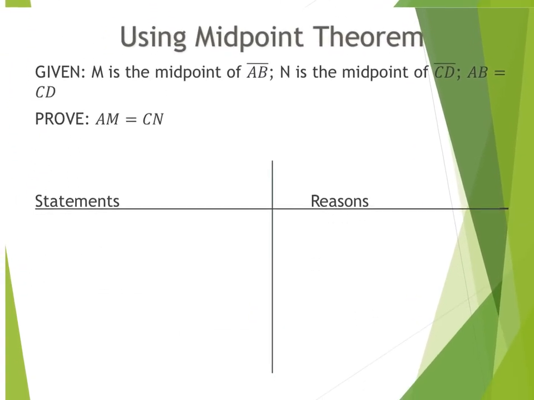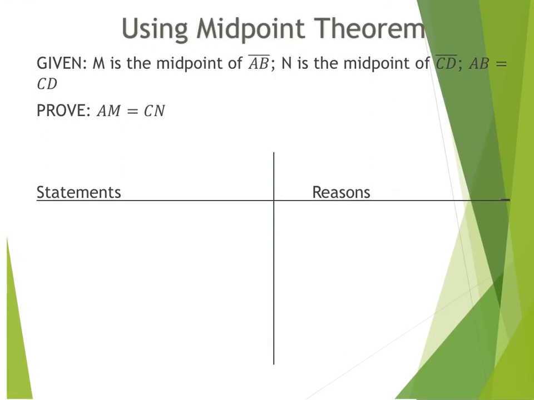Right. Now that we've proven the midpoint theorem, we get to actually use it. So given that M is the midpoint of AB, and N is the midpoint of CD, and that AB is congruent to CD, here's all we're told. We need to prove that AM is equal to CN.